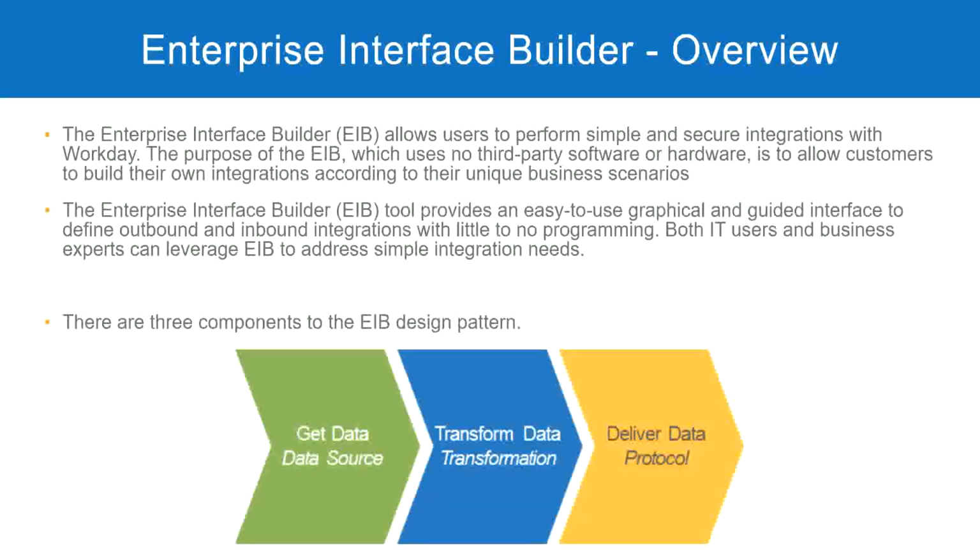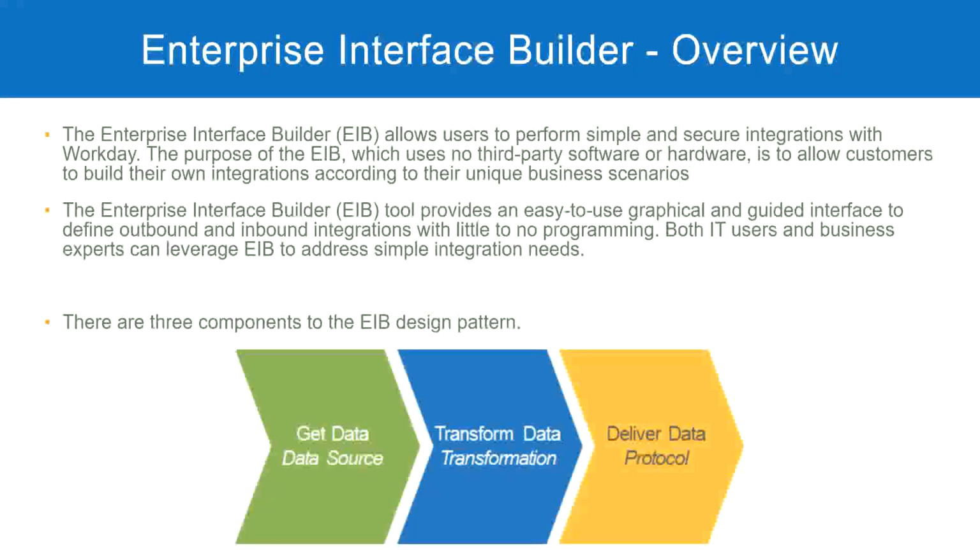When we create an integration using EIB, we will see these 3 steps there as well. Get data, transform data, deliver data. These are the 3 components in an EIB design pattern. So what we are going to do is configure these 3 steps. Get data. Where are we going to get the data from? That is something we have to configure. Do we need transformation? If yes, configure that. If no, leave it blank.